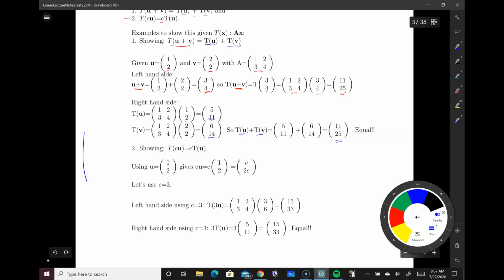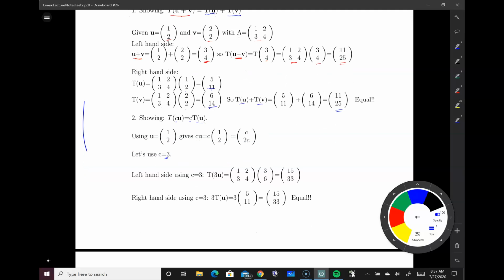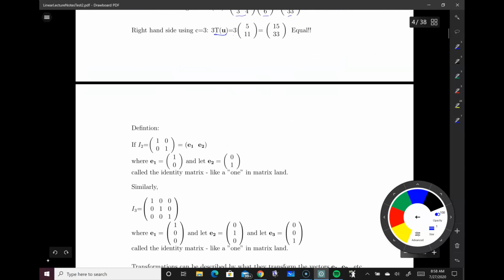All right, so same kind of idea. If I take a constant and multiply it into the u, it's the same thing as saying the constant times the transformation of u. So remember that a constant times u just means you multiply the c into both parts. So let's just use an example, use 3. And so the transformation of 3 times u, so 3u would be 3, 6. So multiplying the matrix A times 3, 6, I get this. And if I take the transformation of u, which we already found up here, right? The transformation of u is 5, 11, and then multiply it by 3 after, it's the same thing. So this is illustrating that this is a linear transformation.